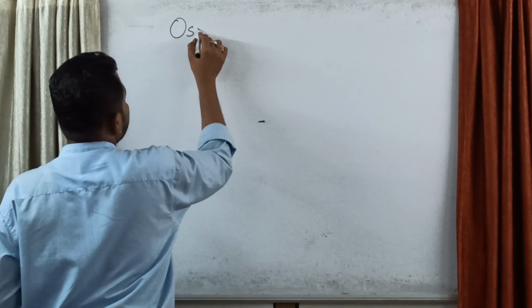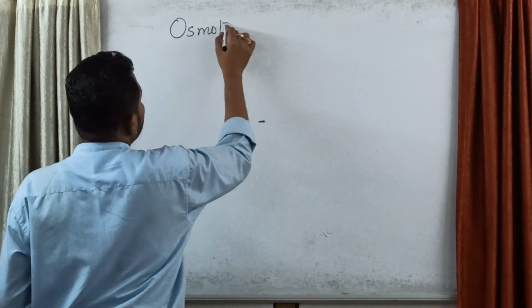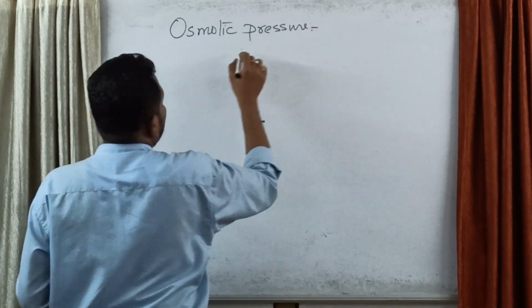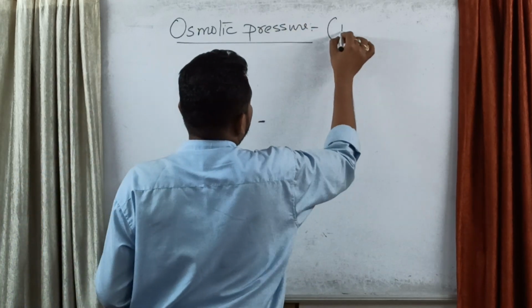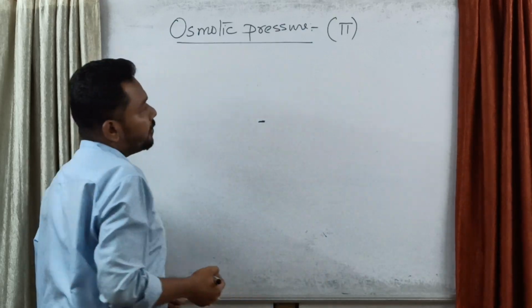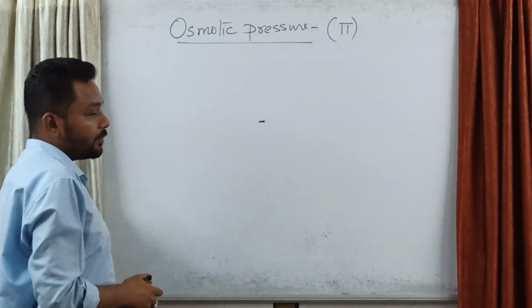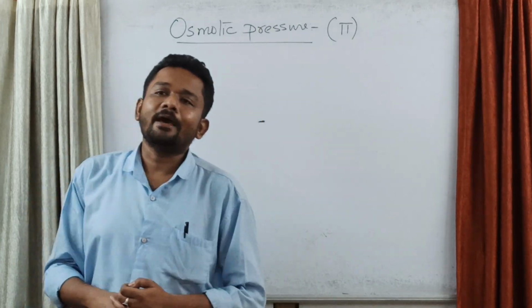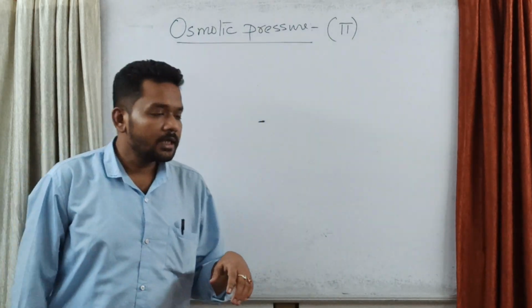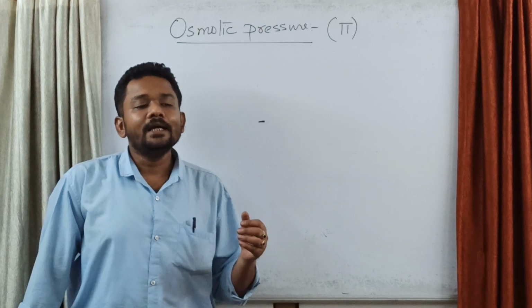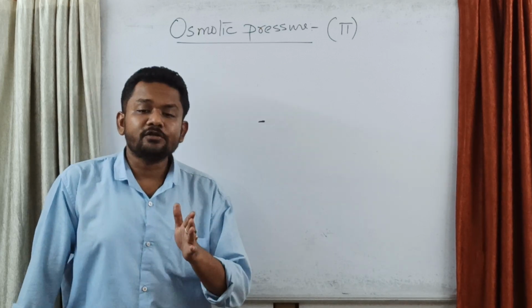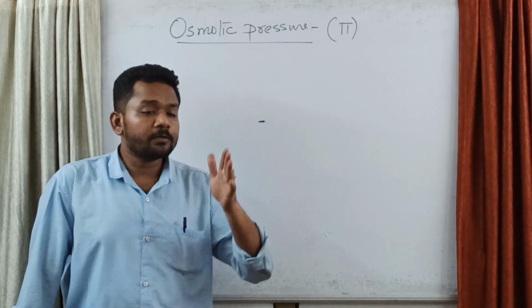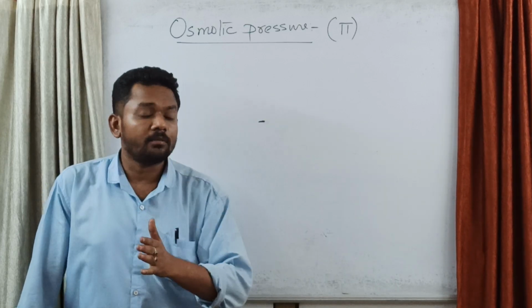Our fourth colligative property is osmotic pressure. Osmotic pressure is represented by pi. Let's focus. Normally, we have an idea about what is osmosis. In case of osmosis, you all know that via a membrane that is called semi-permeable membrane, solvent molecule moves from solvent compartment to solution compartment.